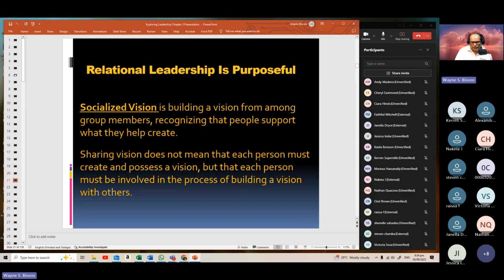That is one of the reasons why a lot of larger organizations that have gone through the process of socializing their vision and vision statements have stood the test of time and exist for very long periods of time. We're seeing the difference there because it's one of the driving forces behind the organization.